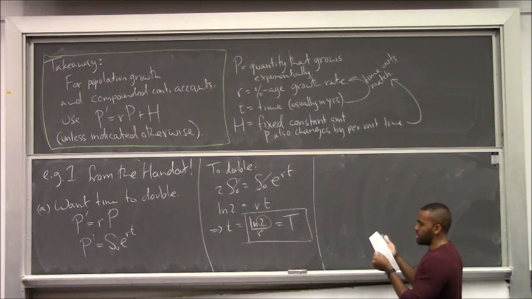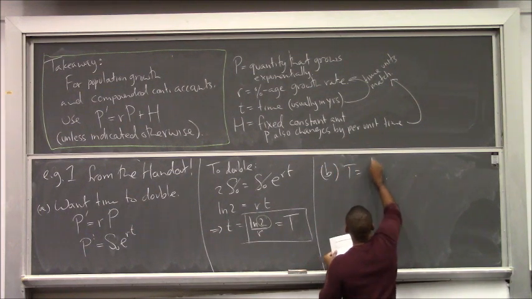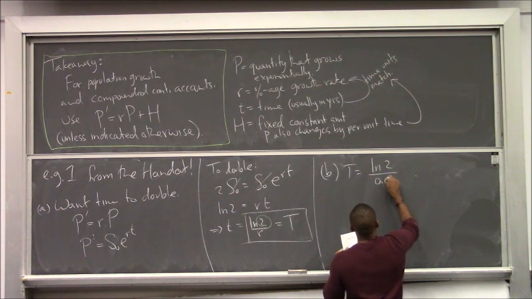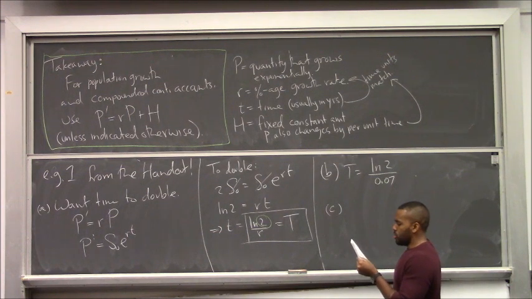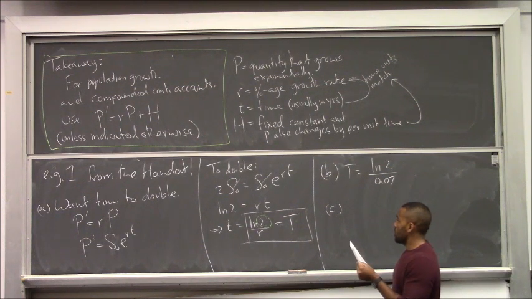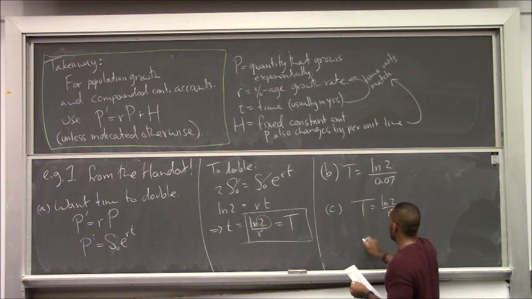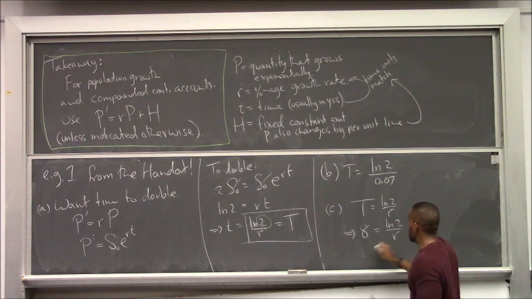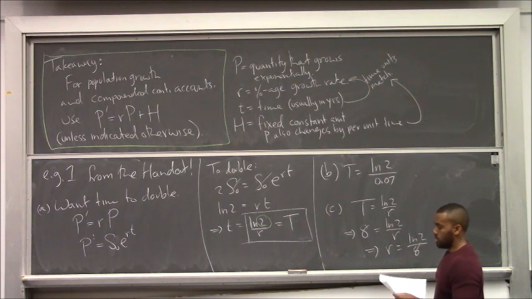B, determine T if R is 7%. You're just gonna plug it in. T would be ln 2 over 0.07. Good enough for me. Find the return rate that must be achieved if the initial investment is to double in 8 years. Well, again, I'm going to use T equals ln 2 over r, and I want 8 equals ln 2 over r. This means the investment rate should be ln 2 over 8, whatever that is.